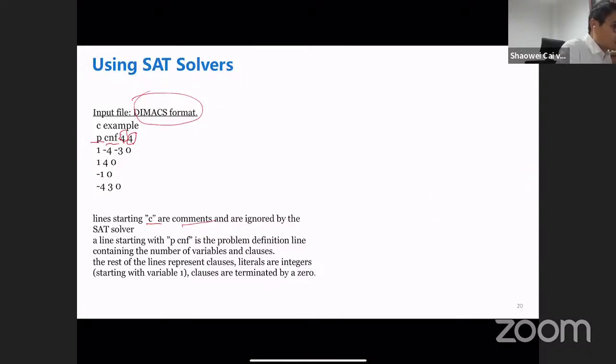Then we have many clauses. Each line corresponds to a clause and ends with a 0. A negative number corresponds to a negative literal. So for example, for this clause here, we have x1 and not x4 and not x3, and 0 is the end.